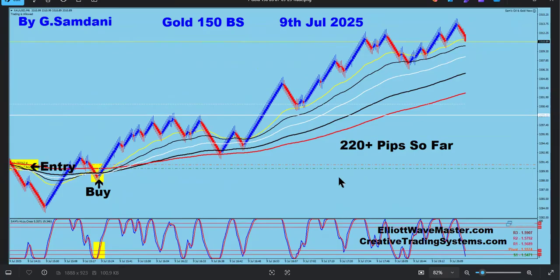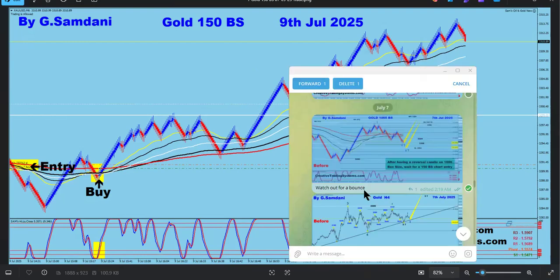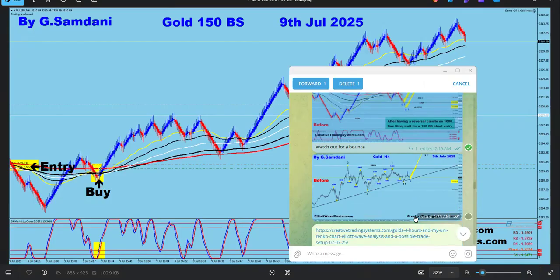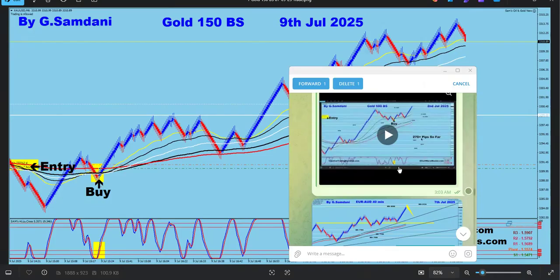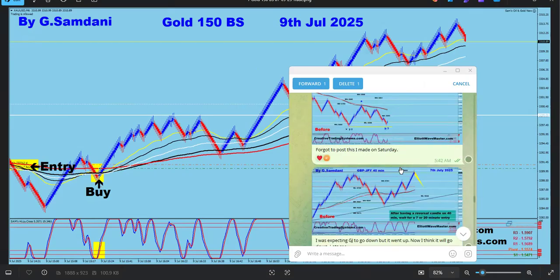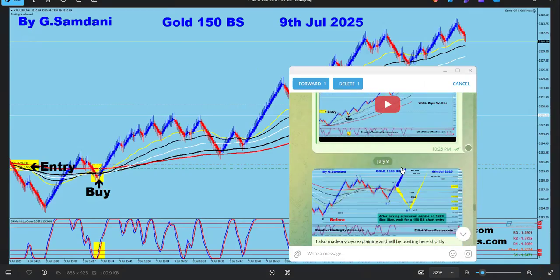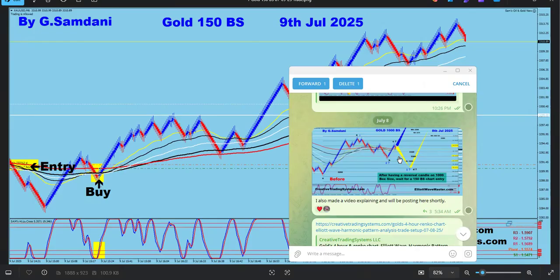And not only that, I'm making this video after all of this happened. I'm posting every step of the way. I'm posting all these charts on my Telegram. You see this on the 7th, the first I posted here: that's going to go to the upside, 4-hour chart as well. And then later, I posted the gold. Where's the gold? Right here, this one, the second chart.